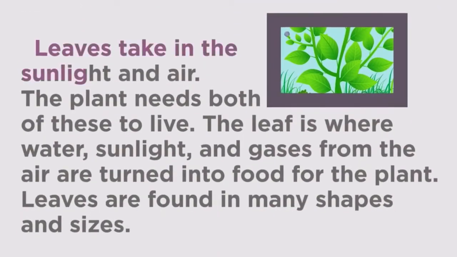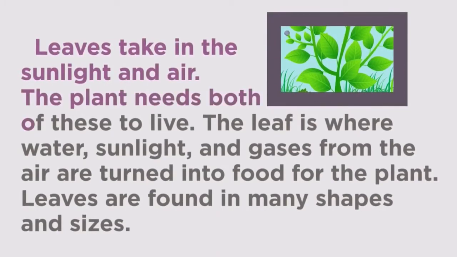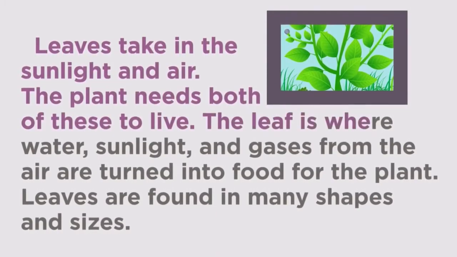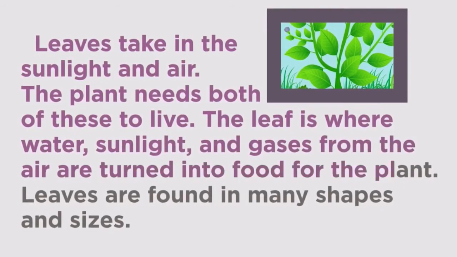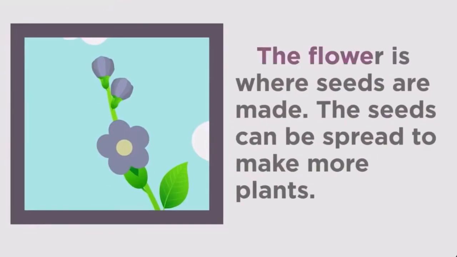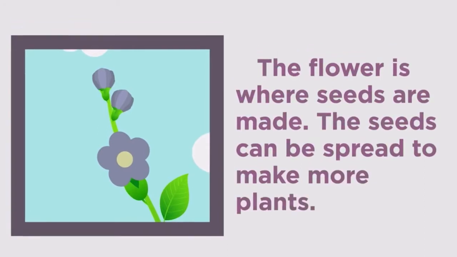Leaves take in the sunlight and the air. The plant needs both of these to live. The leaf is where the water, sunlight and gases from the air are turned into food for the plant. Leaves are found in many shapes and sizes. The flower is where seeds are made. The seeds can be spread to make more plants.